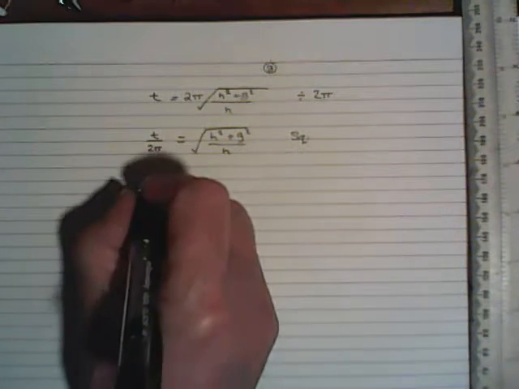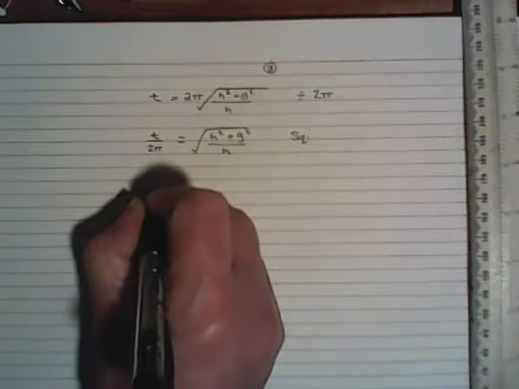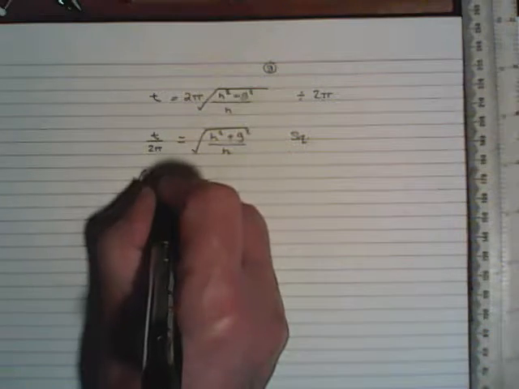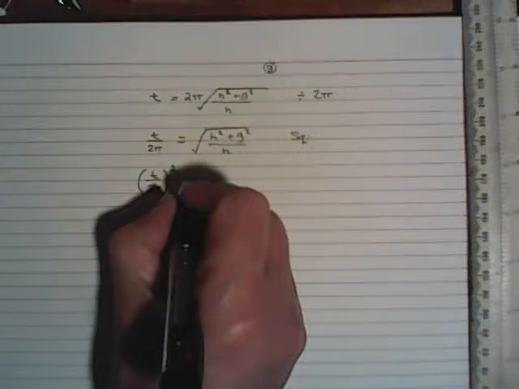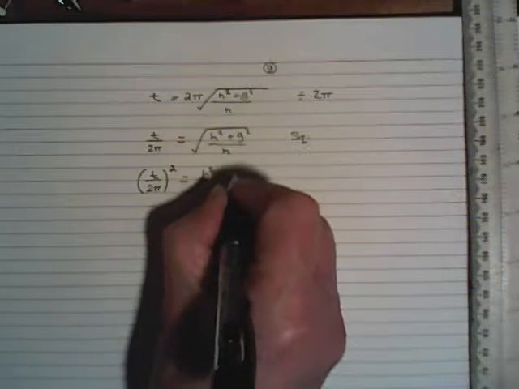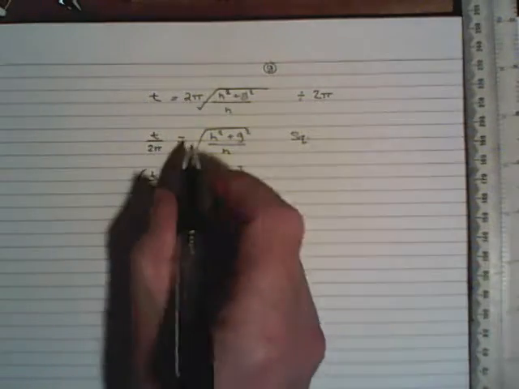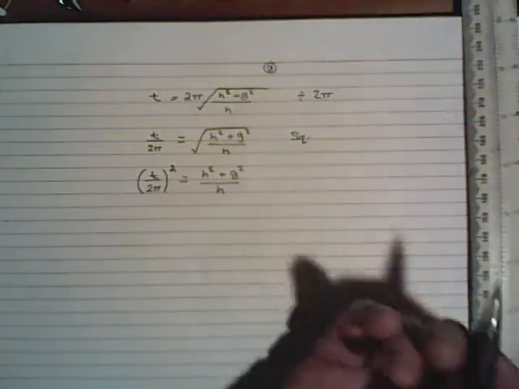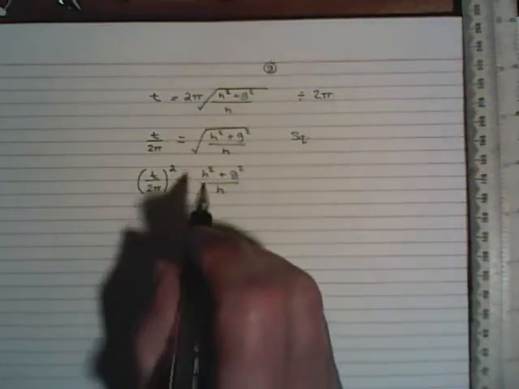Square both sides. Now this becomes t over 2 pi, I'm going to put that in brackets, squared. You could have t squared over 2 pi squared if you want. I don't mind. And this becomes h squared plus g squared over h. I've taken out the square root because I've squared it. Squared square root ends up being the value that was being square rooted.